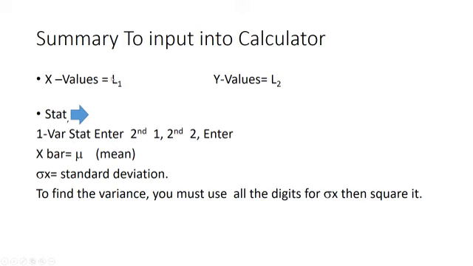Here's a quick summary of how to input it into the calculator again. So the X values will be under L1. The P of X values would go under L2. Hit your Stat key and then your right arrow key. Select option 1 for One-Variable Stats, hit Enter. Then you hit your second, the number 1 for L1 to appear, then second again and number 2 for L2 to appear, then Enter. And here's the summary of what your X bar and your sigma X are. Don't forget, to find the variance, you must use all the digits for sigma X to square it.